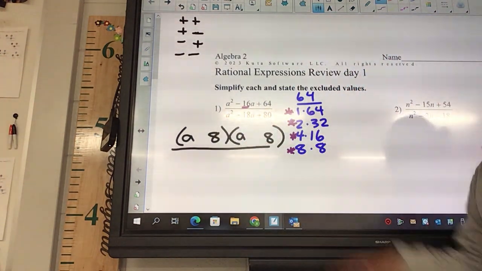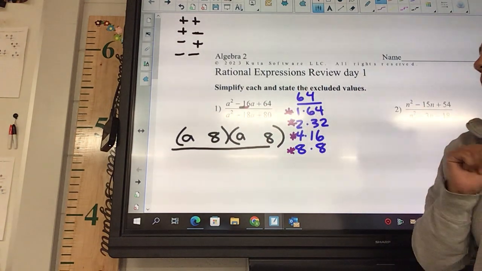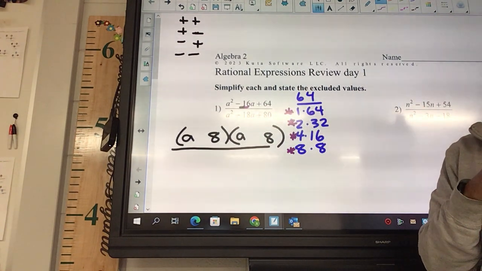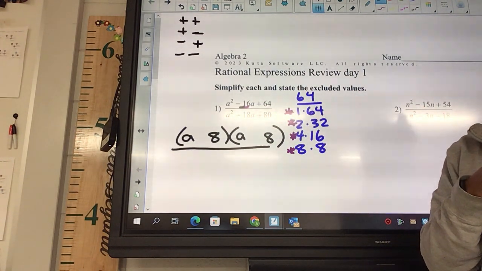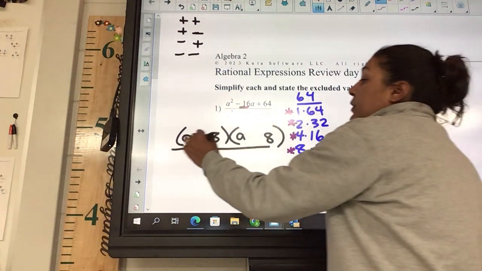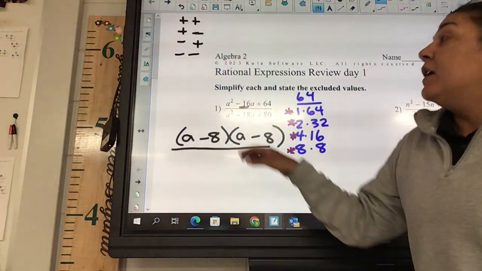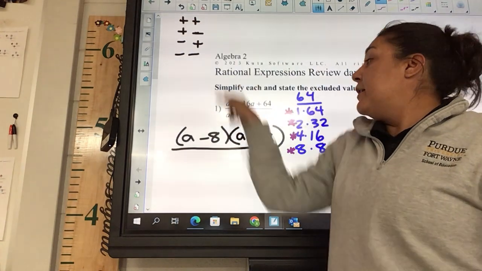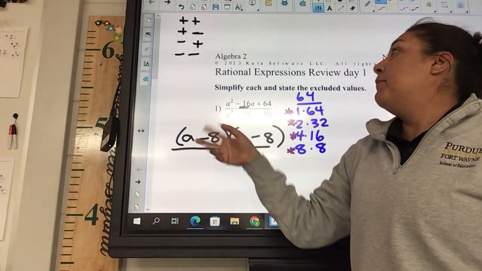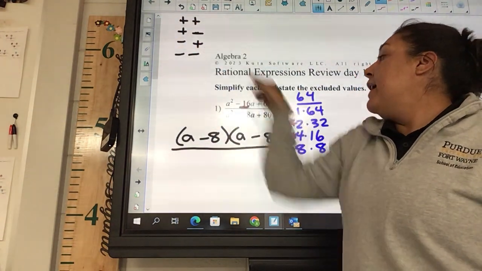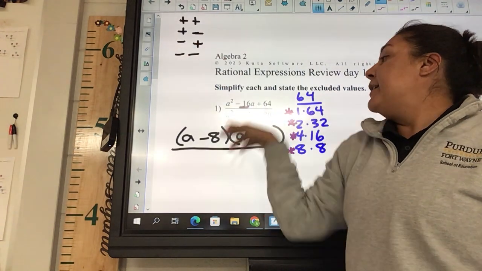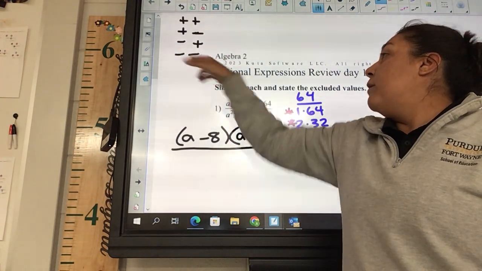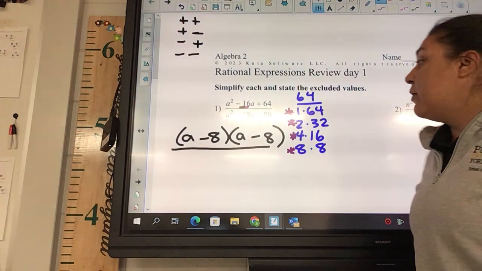And I need a negative 16. Negative, negative. This one comes first, so you could say plus 8, plus 8. That would give me a positive 16. Plus 8, minus 8 would give me a 0. Minus 8, plus 8. Or minus 8, minus 8. So the top one is done.